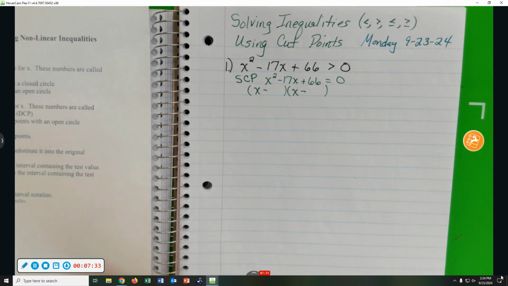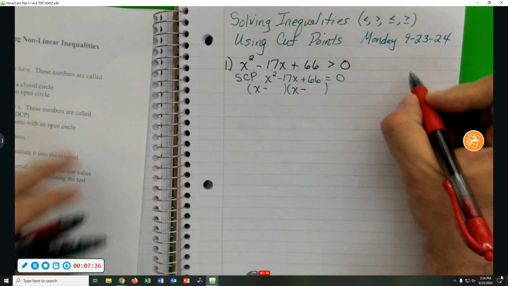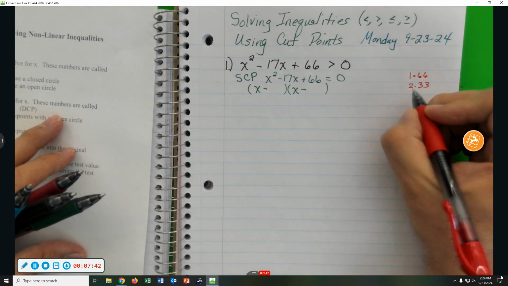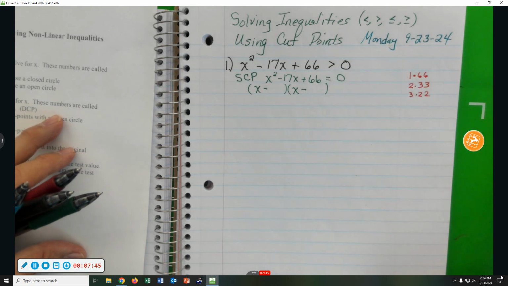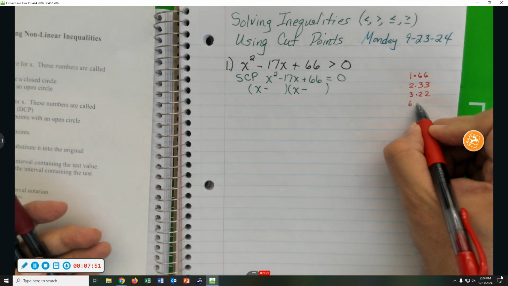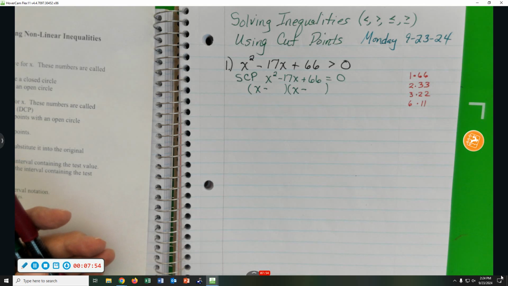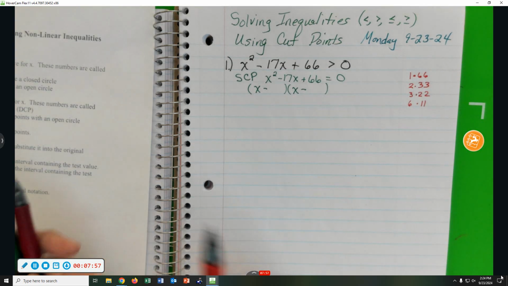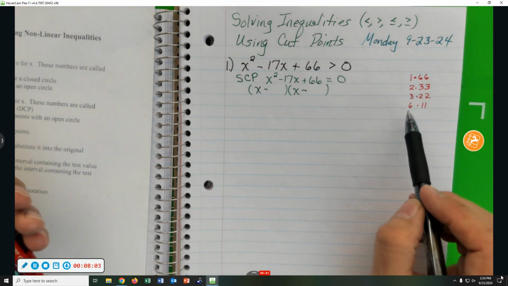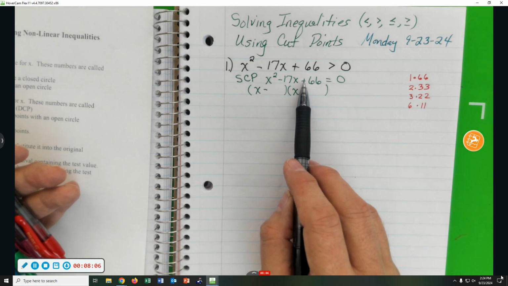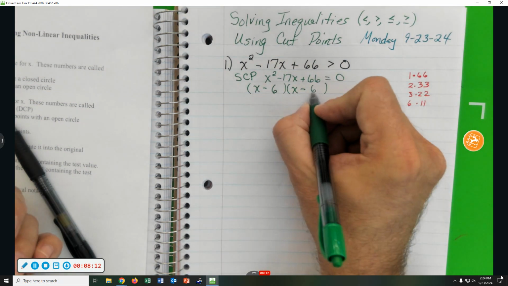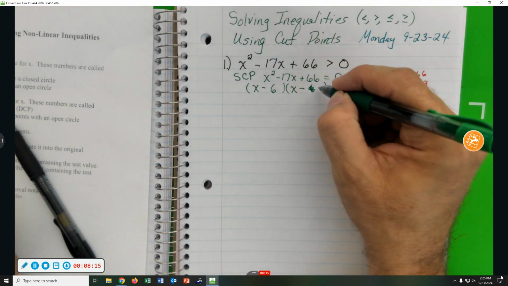What sort of numbers multiply together to give us 66? Here are my thoughts over here. 1 times 66, 2 times 33, 3 times 22, and there's another one: 6 times 11. I've picked out the one that's going to work. Which one's going to work here? The 6 and 11. The two numbers need to add together to give us 17. So if we put 6 and 11 here.